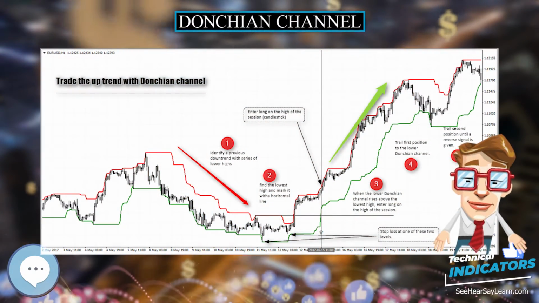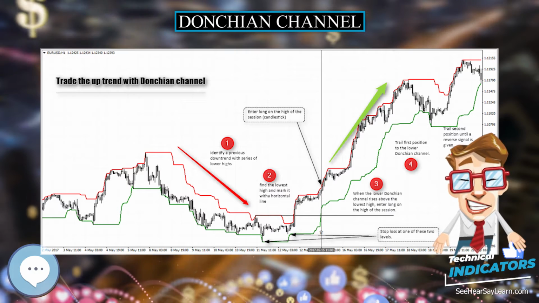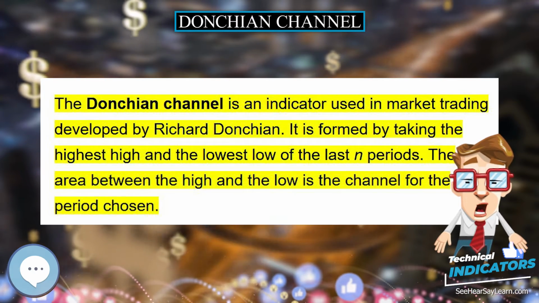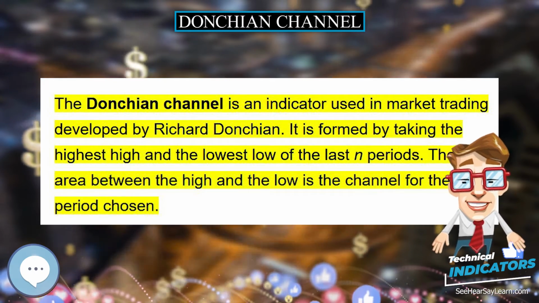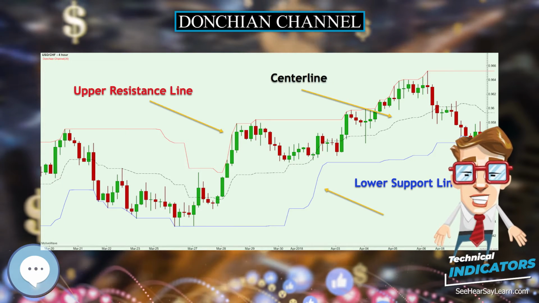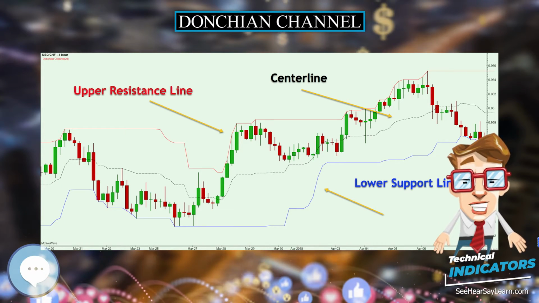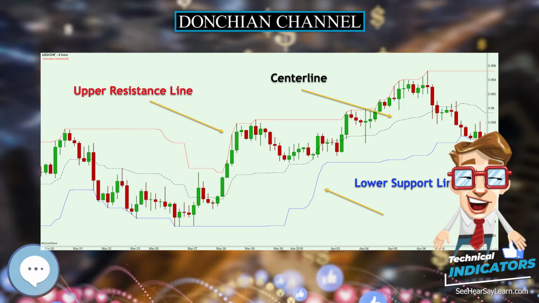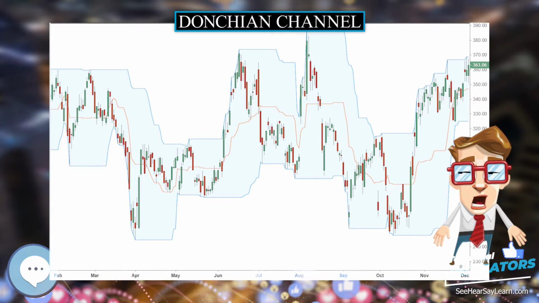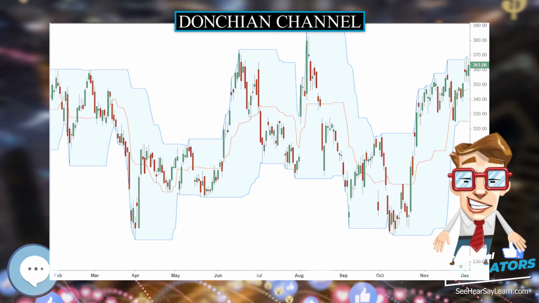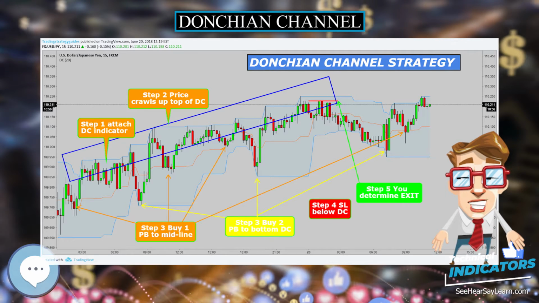Donchian channel. The Donchian channel is an indicator used in market trading developed by Richard Donchian. It is formed by taking the highest high and the lowest low of the last 10 periods. The area between the high and the low is the channel for the period chosen. It is commonly available on most trading platforms.